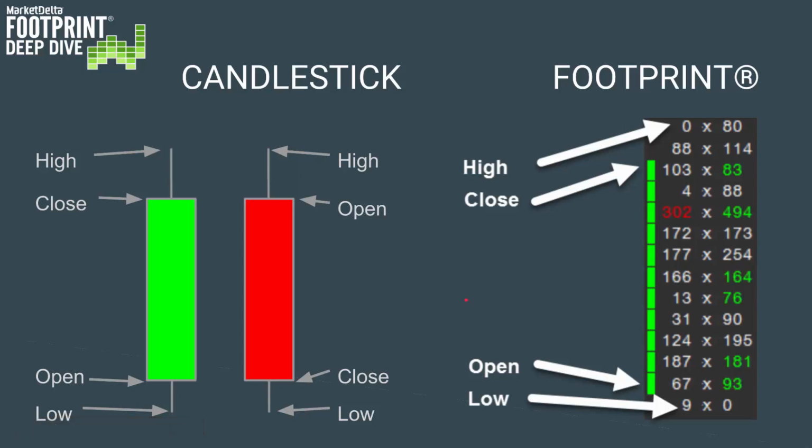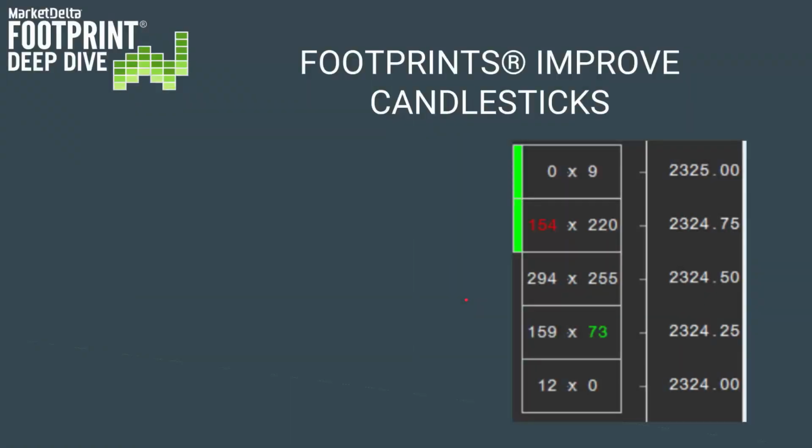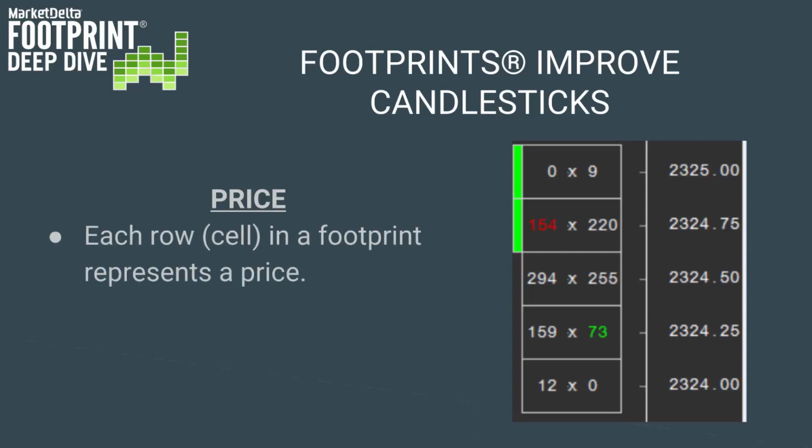All right, so let's go ahead and move on. Footprints improve candlesticks, and I think we're going to see that as we go through these. So first, let's focus on price. Each row or cell in a footprint represents price. I think I just kind of mentioned that. This is just a zoomed in view. Here we can actually see the price scale though. So each price, as you see here on the right, we now can see the footprint data right here. So this would represent the volume and the order flow.